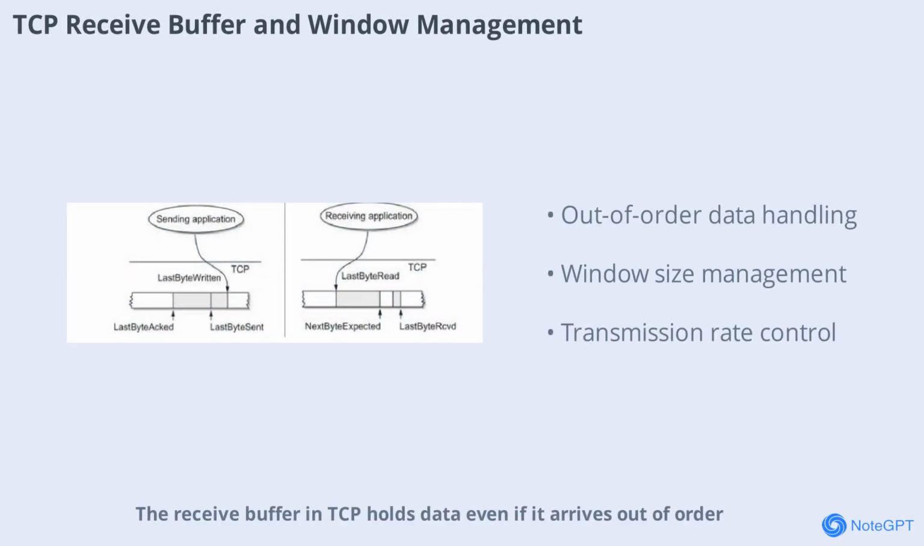The receive buffer in TCP holds data, even if it arrives out of order. Pointers track the last byte read, the next byte expected, and the last byte received. The advertised window reflects available buffer space, allowing the sender to adjust its transmission rate. If the application reads data slowly, the window shrinks, potentially reaching zero and pausing transmission until space becomes available again.